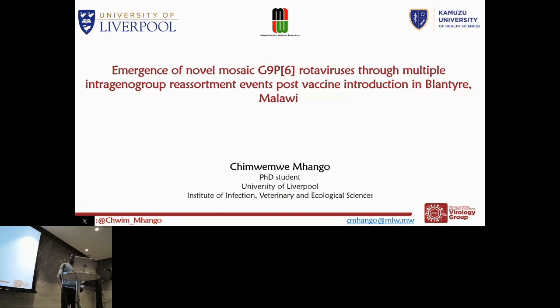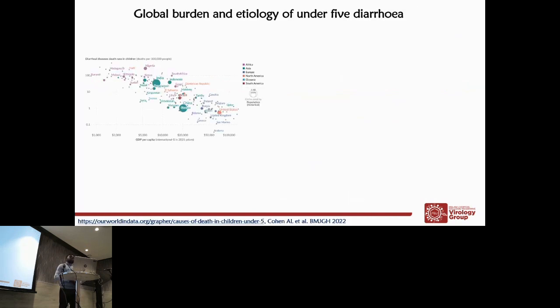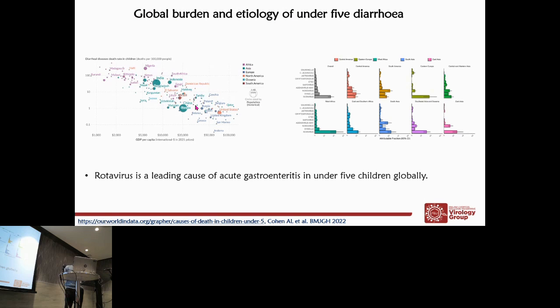Diarrheal diseases are the sixth most common cause of death in under five populations, and the majority of these infections happen in low to middle income countries. If you look at the etiology of diarrhea, you appreciate that rotavirus is regarded as the leading cause of acute gastroenteritis in under five populations.